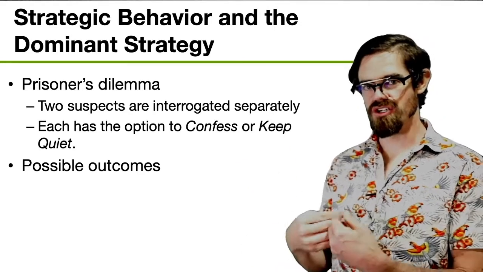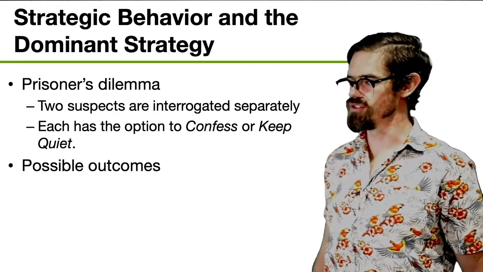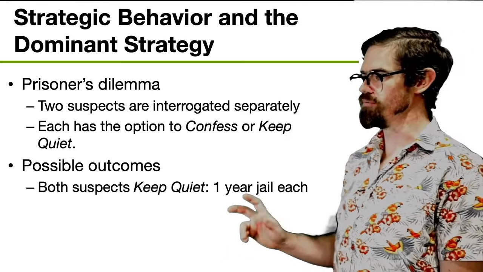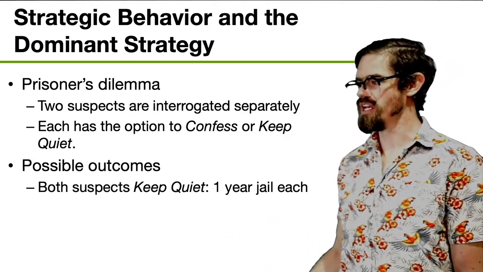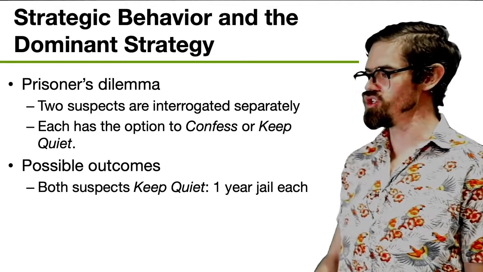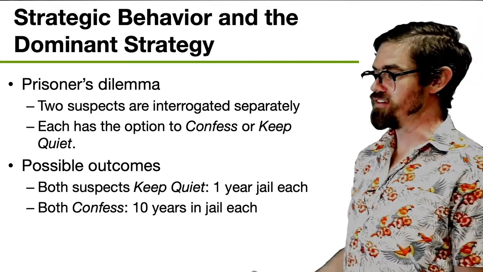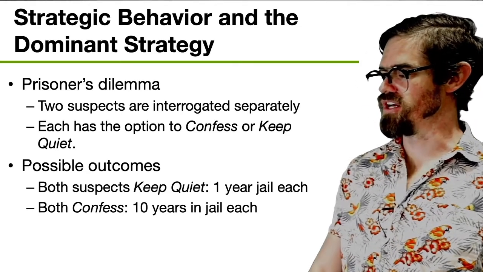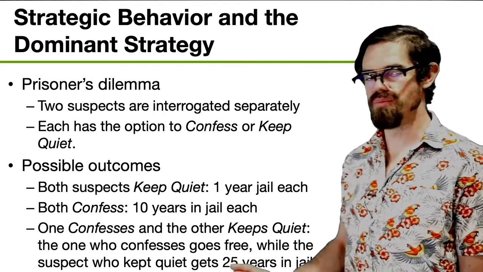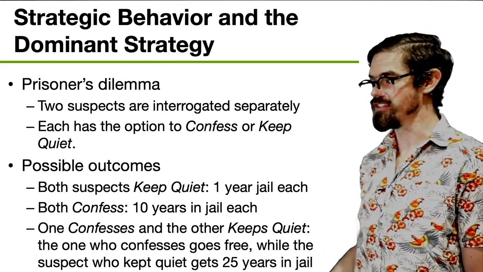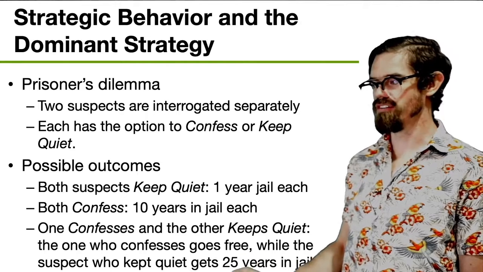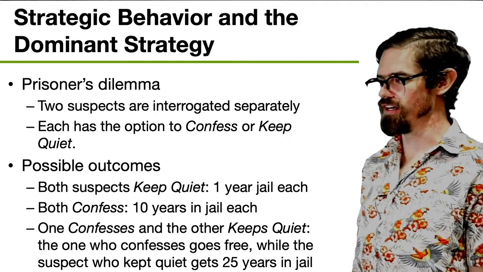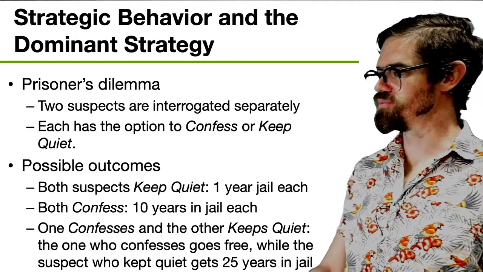And then the combination of their strategies provide them with certain payouts. So there's basically four different possible outcomes. Either both suspects keep quiet, in which case their outcome is a year in jail each. Both confess, in which case each suspect gets 10 years in jail. And then the other two possible outcomes are that one confesses and the other keeps quiet, in which case the one that confesses goes free, and the one that kept quiet gets a very harsh penalty of 25 years in jail. Okay, so this is the prisoner's dilemma.